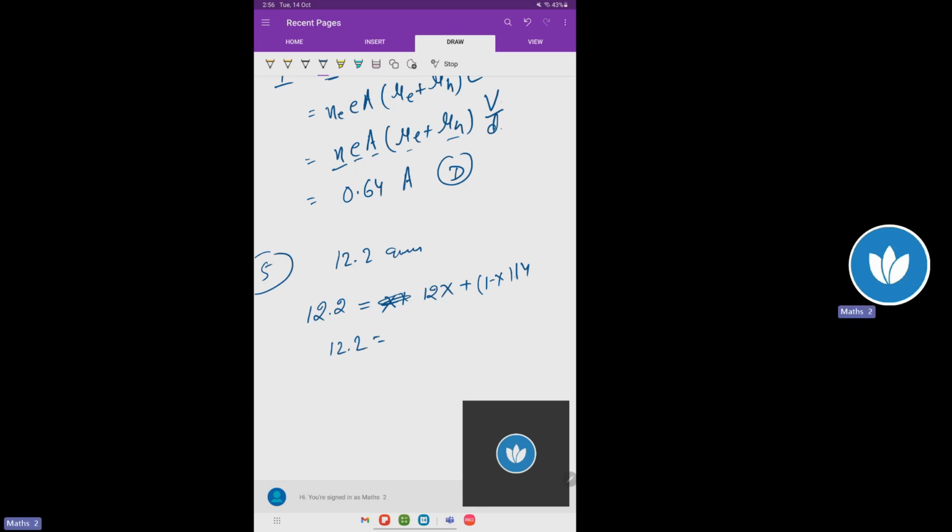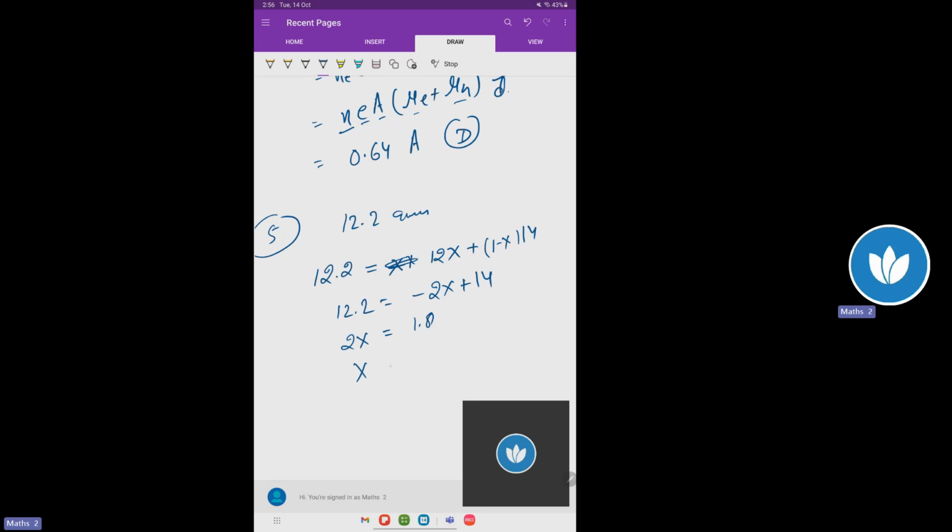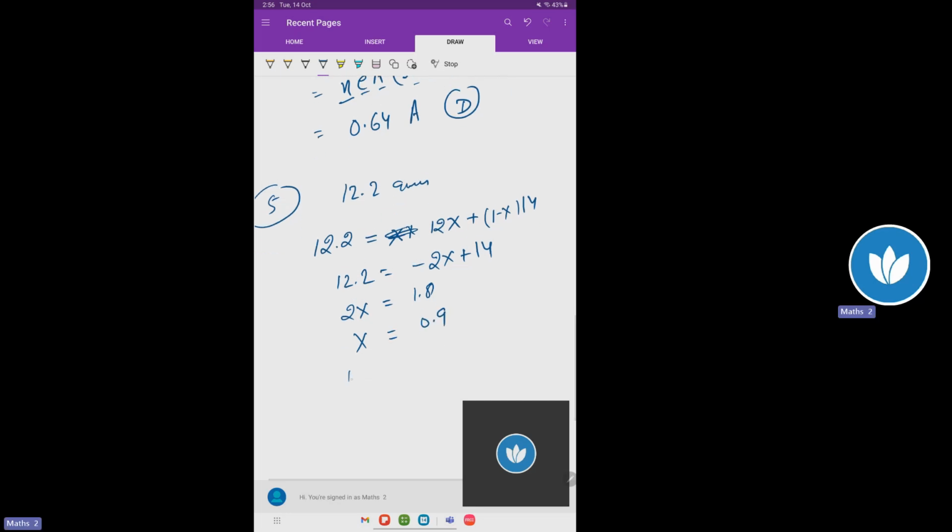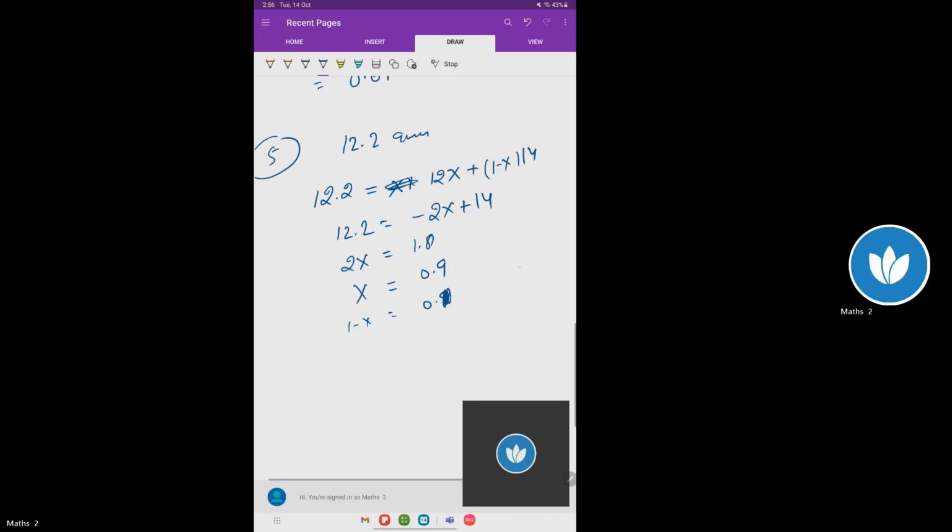12.2 is equal to 12x plus 14 minus 14x. This is 2x is equal to 1.8. So x is equal to 0.9 and 1 minus x is 0.1. So the ratio is 9 by 1. Option A.